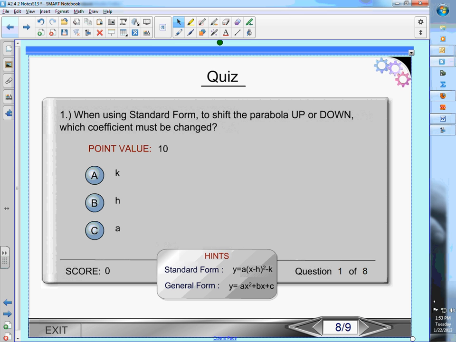So you can see there's just some different things. If you're in standard form, which coefficient moves you up and down? They're calling our standard form their parabolic form, so they want to know about A's, H's, and K's. Who moves you up and down? The letter A or choice A? Letter A.